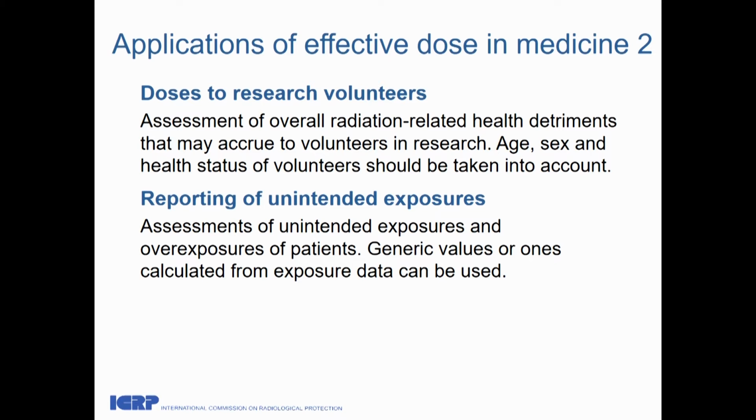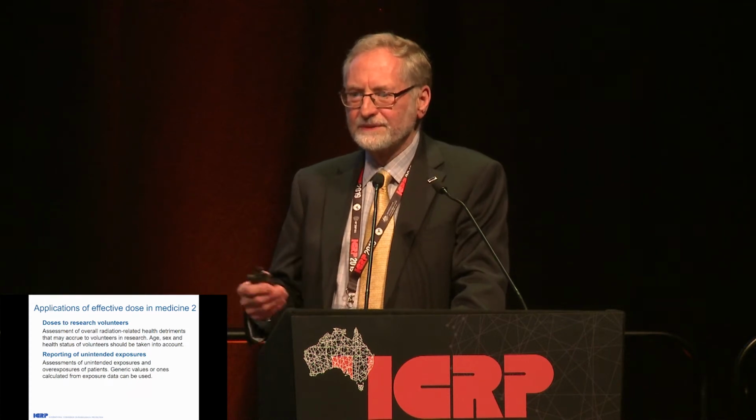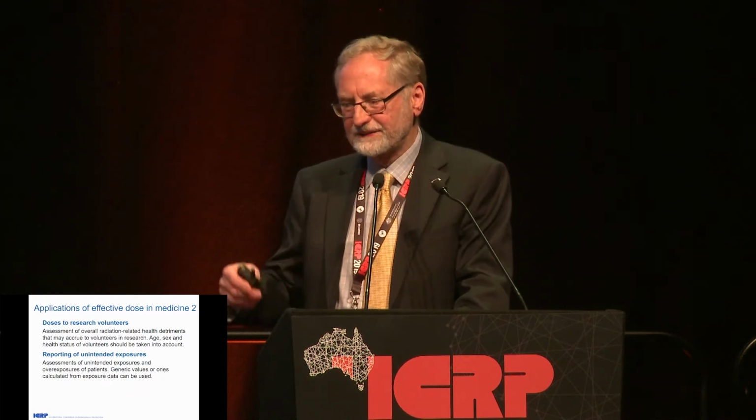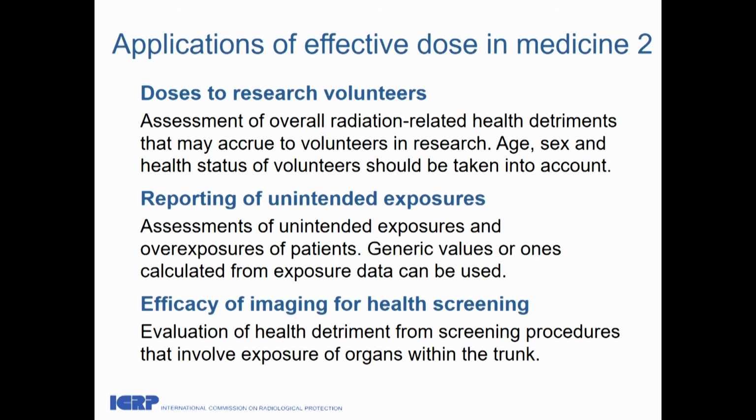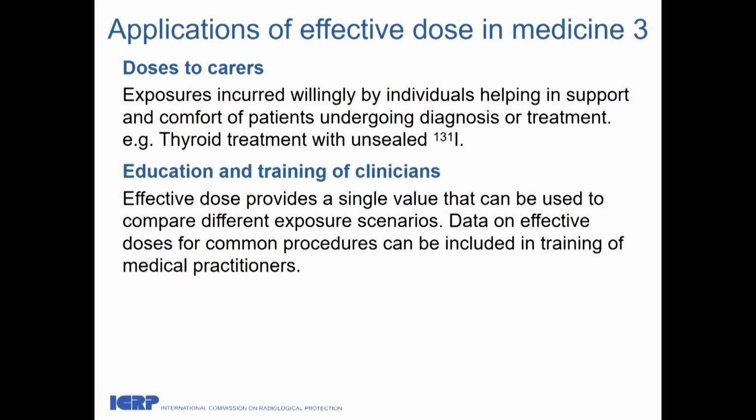We use it for reporting of unintended exposures, where the exposures are fairly low, or maybe below 10 or 20 millisieverts. We don't want to do a lot of calculation. We just need to get a general idea of what the risk level is, or the dose level is. We can use it for assessing the efficacy of imaging for health screening. We can use it for looking at the doses to carers. Exposures are often incurred by the family of patients undergoing iodine therapy treatment. So it's useful for that.